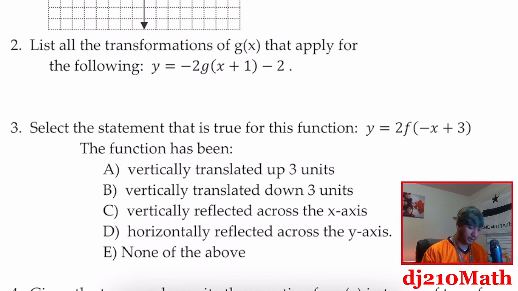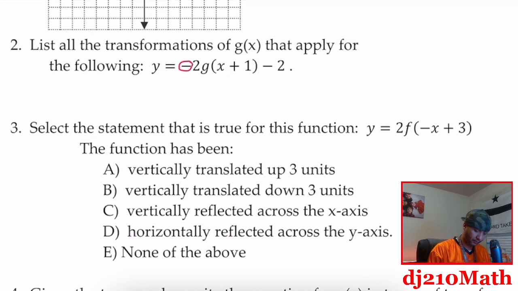All right, list all the transformations of g of x that apply for the following. So this gets reflected across the x-axis because it's outside, right outside of the function. So the g, that's not being multiplied, right? It's not like g times something. The g is the function, right? G of x. We don't know what the function looks like. We don't care what the function looks like, but we know what's happening to the function. It gets reflected across the x-axis.